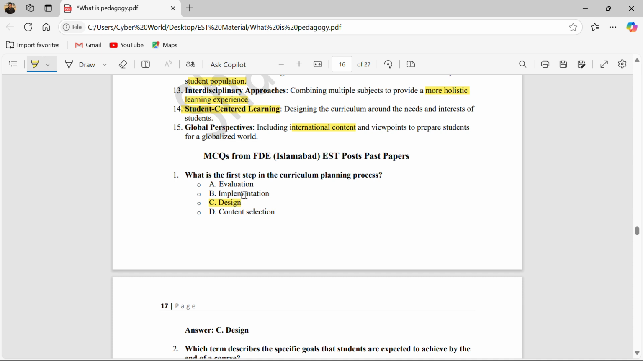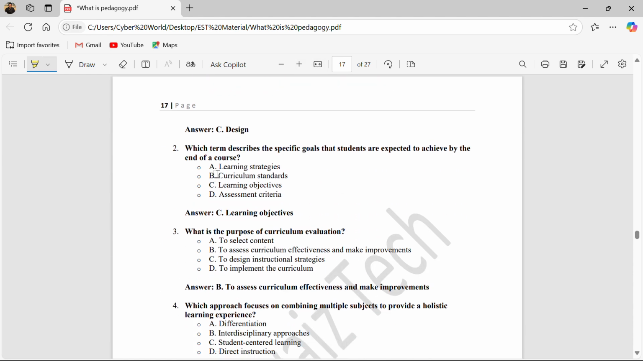Okay, so first in curriculum planning is the curriculum design. Which term describes the specific goals that students are expected to achieve by the end of the learning? These are the learning objectives. So which term describes the specific goals that students have to achieve at the end of the course? This must be the learning objectives. These are called the learning objectives.